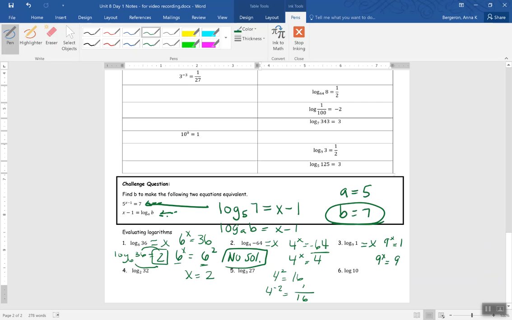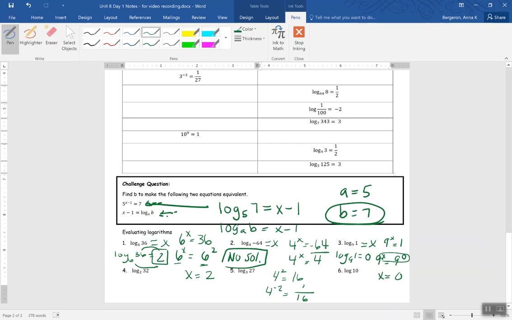Well, there's only one power that makes a number 1, and that would be 0, right? Anything to the 0 power equals 1. So 9 to the 0 power gives me this 1 here. So that means that x needs to equal 0, right? When my bases are the same, my exponents are equal to each other. So we just set x equal to 0. So that means that when I evaluate, log base 9 of 1 equals 0.